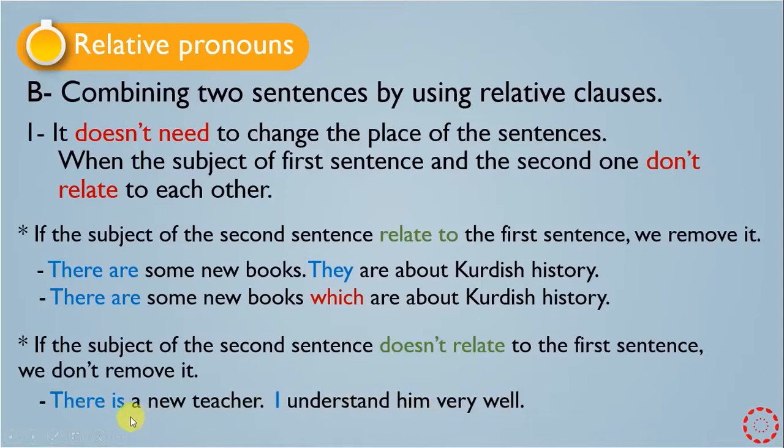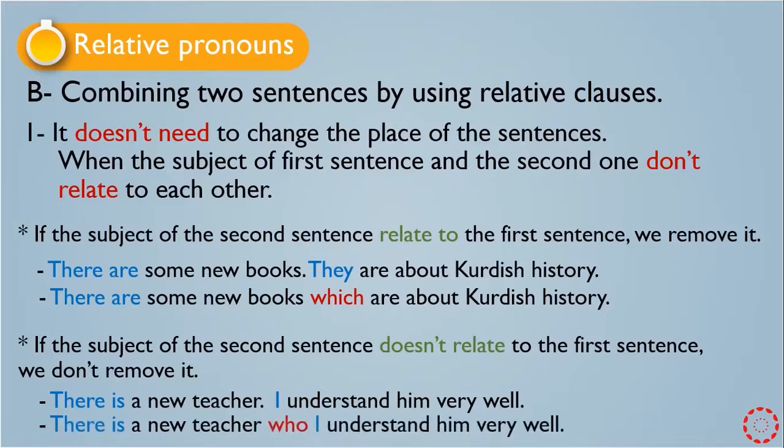In the first sentence we have "there is", and in the second one we have "I", which is a personal pronoun for the first person. I understand him very well. In these two examples, the subject of the first sentence and the second one don't relate to each other. That's why we cannot remove the subject in the second sentence when we combine these two sentences by using relative pronouns. We say there is a new teacher who I understand him very well.